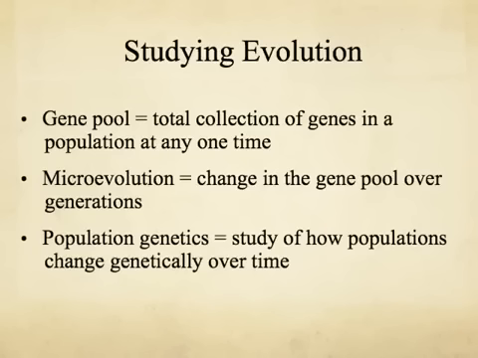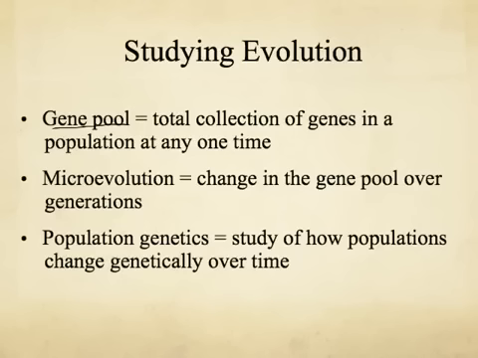The first one here is gene pool. This is just all of the genes in a population at any one time. So if I was talking about the human population of the United States, so my population was the humans of the United States, if I took all the genes that all the people had in the US, we could call that the gene pool. Or I could look at all of the cardinals that live in the tree in my backyard. If I took all the genes from those cardinals, that would be the gene pool of that cardinal population.